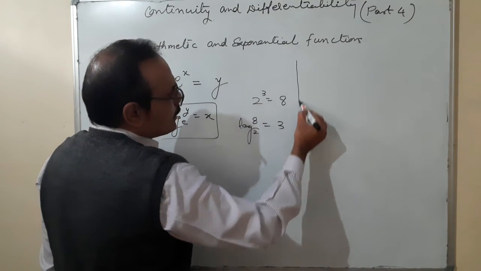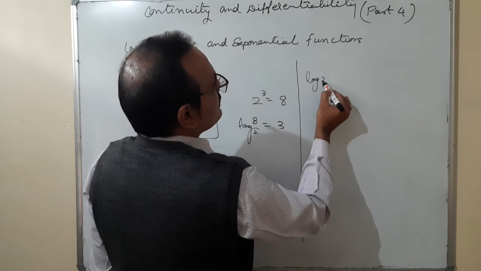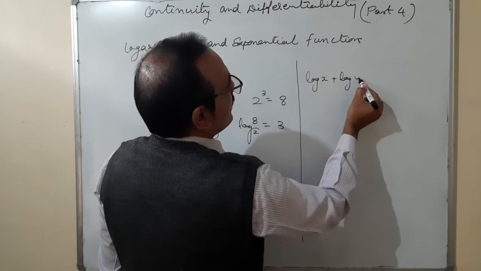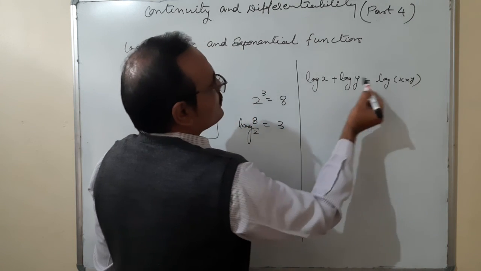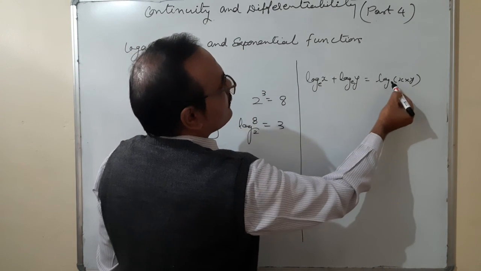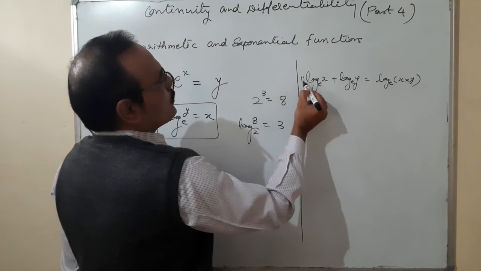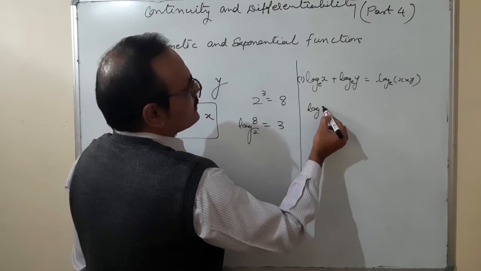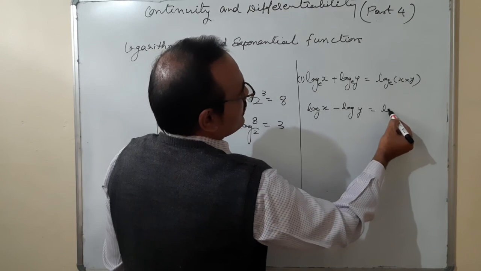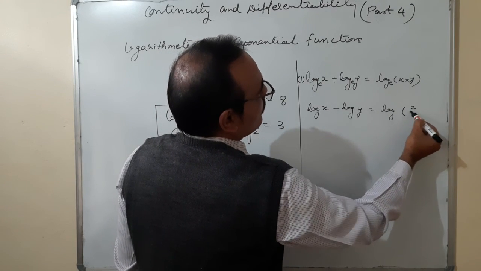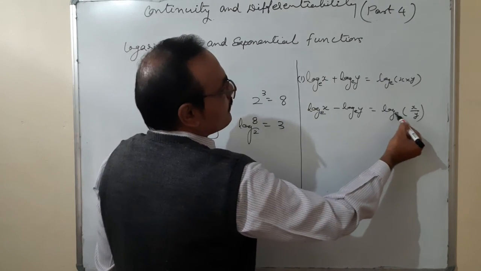Here are some rules of the logarithm. Rule number 1 is log x plus log y is equal to log x multiplied by y. Base may be anything, whether it is e or 10 or whatever it is. So this is the first rule. The second rule of log is log x minus log y is equal to log x upon y, again taking base anything.